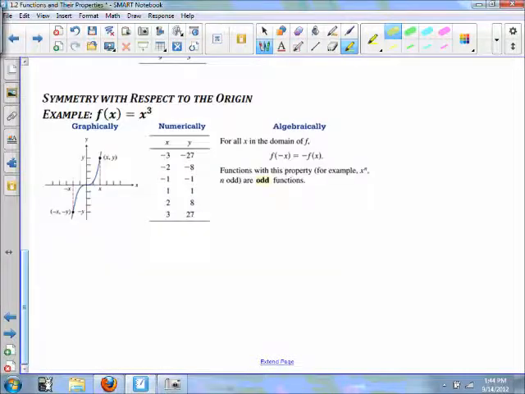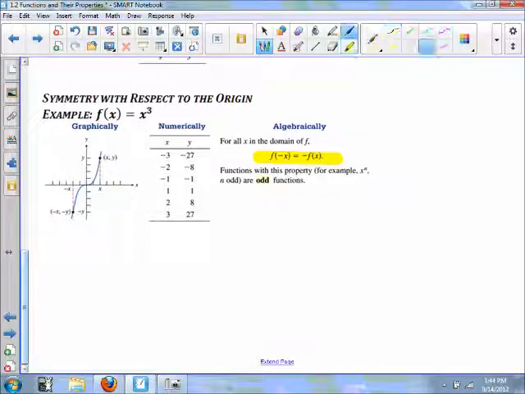Now, the ones we're really worried about here are symmetry with respect to the origin. These are our odd functions. So f of x equals x cubed is our example. Well, you can see that if x, y is on the graph, then -x, -y is also on the graph. That's how that one works. So again, we have f of -x equals -f of x. That will tell us it's an odd function.